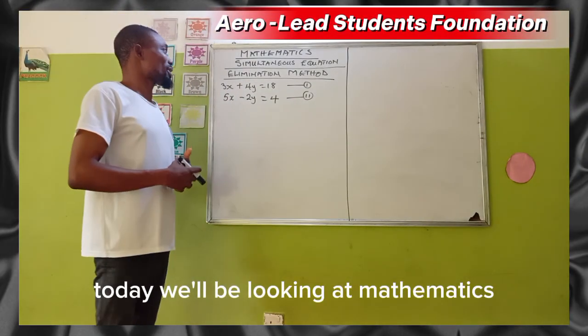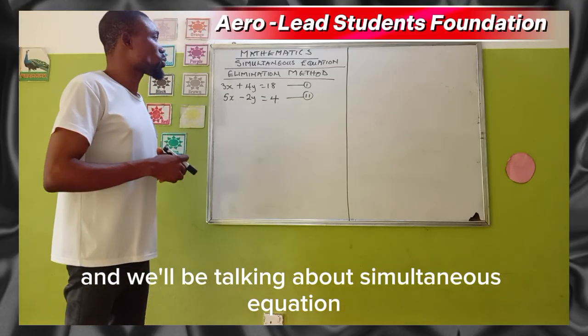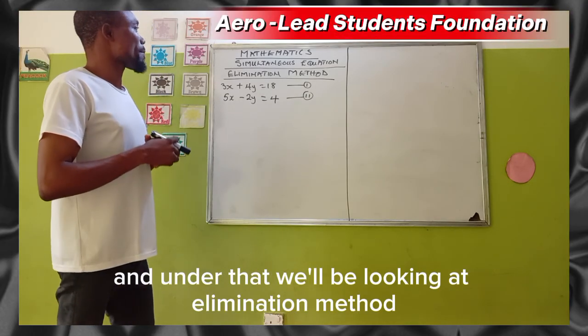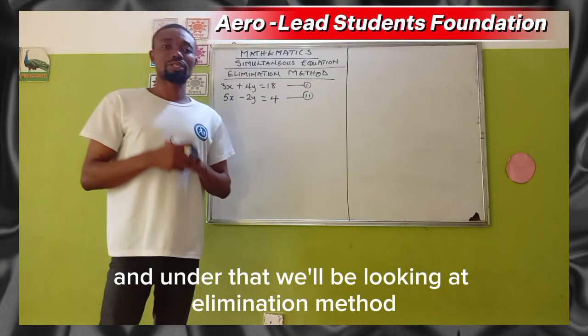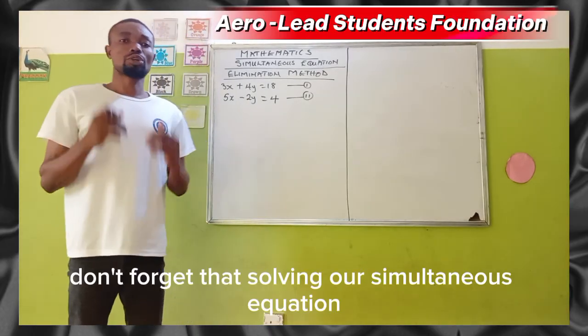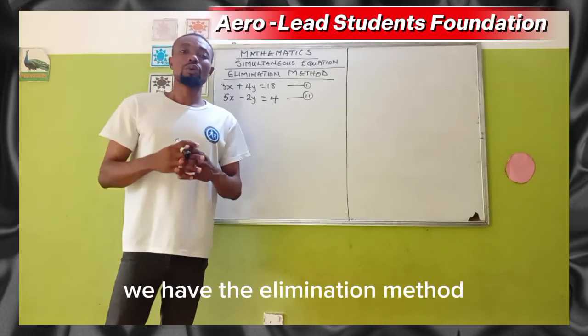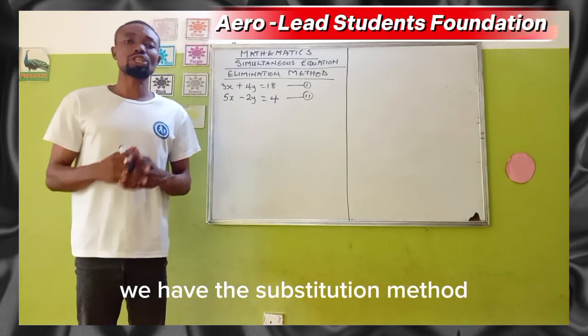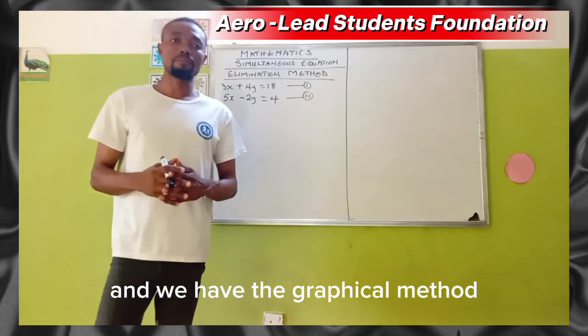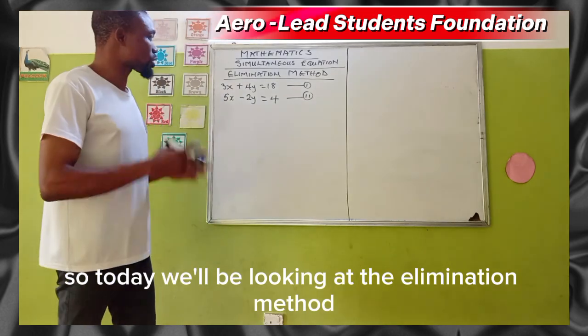Today we'll be looking at mathematics and we'll be talking about simultaneous equations, and under that we're looking at the elimination method. Don't forget that to solve simultaneous equations, we have three basic methods. We have the elimination method, the substitution method, and the graphical method. So today we'll be looking at the elimination method.